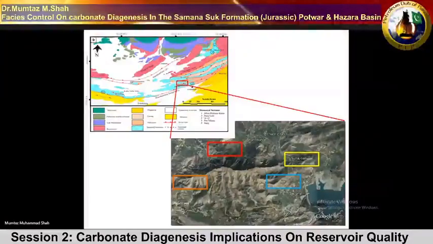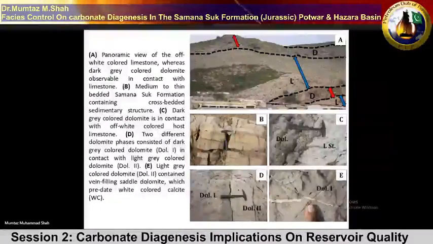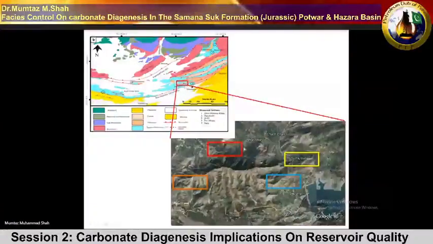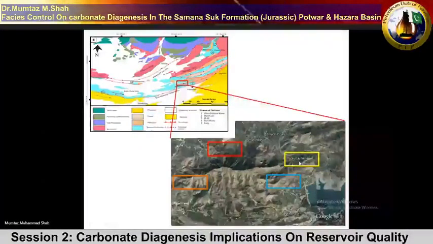This is one of the outcrops in the study area. In this Google Earth map, we can see these 4 localities which had been logged, and these were studied in detail.